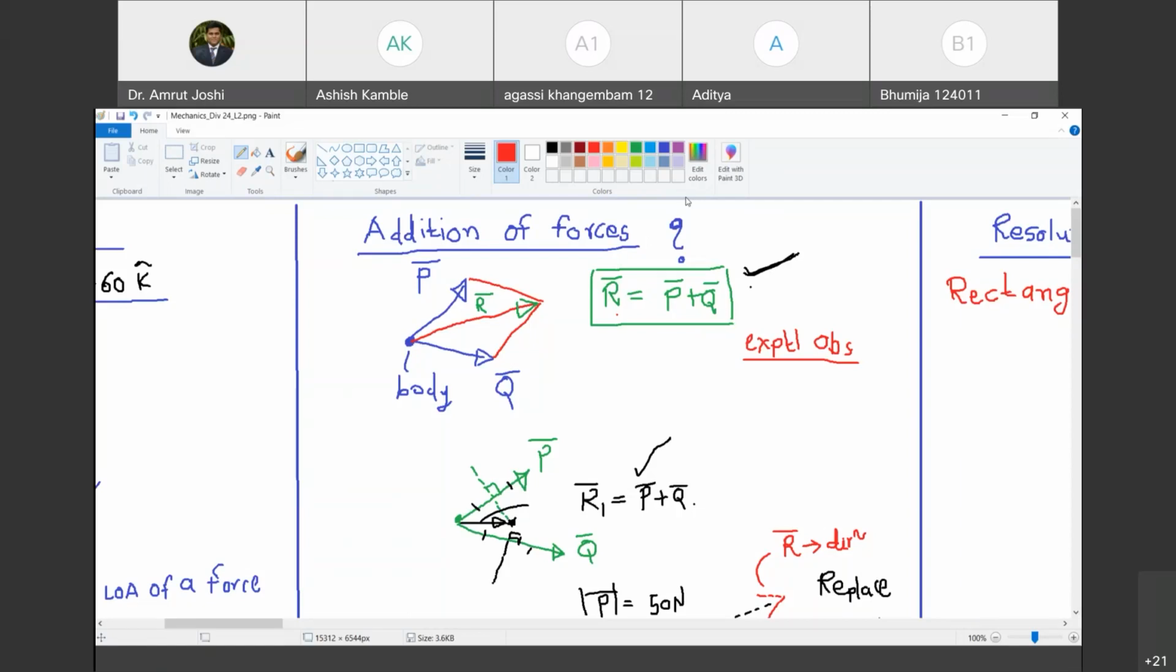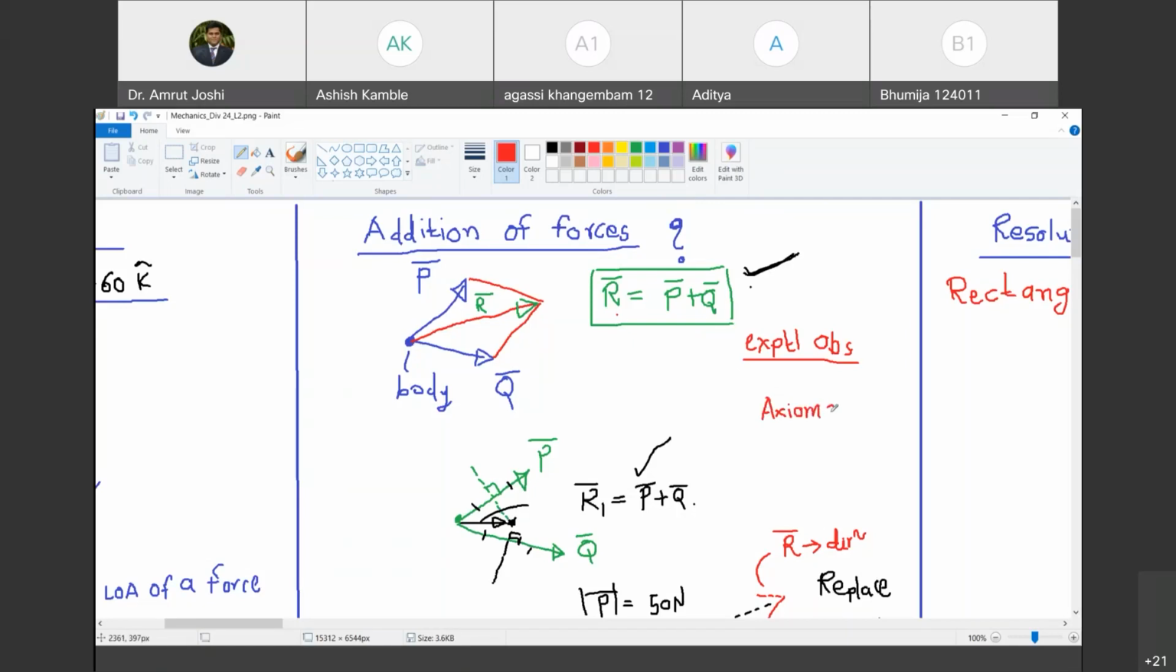Okay. Now, I'm going to make one more point. Does this addition of forces have any other proof than experiment? एक्सपेरिमेंट को छोड़ के कोई और प्रूफ है क्या? No. Are you with me? Yes, sir. Therefore, this parallelogram law of addition of forces is called one of the fundamental axioms of mechanics. Are you with me?